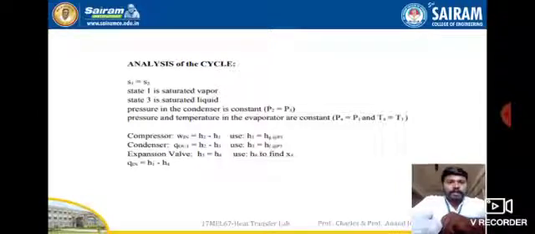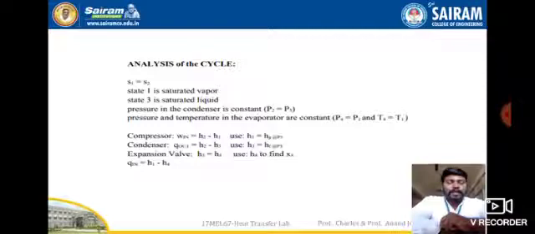Next, the expansion valve. This happens between the 3 to 4 process. H3 is equal to H4. Now how do we find H4? Whatever value you calculated for H3 will become H4. With that H4 we will find X4. Why do we need X4, and what is X4? X is nothing but the dryness fraction. Since it is in the liquid region, there will be some amount of moisture present, and that is denoted by the letter X, which is nothing but the dryness fraction.